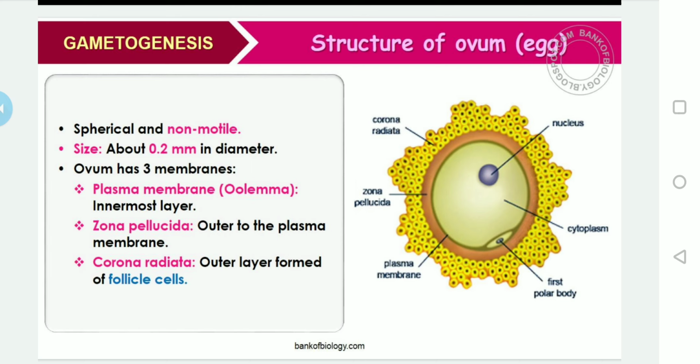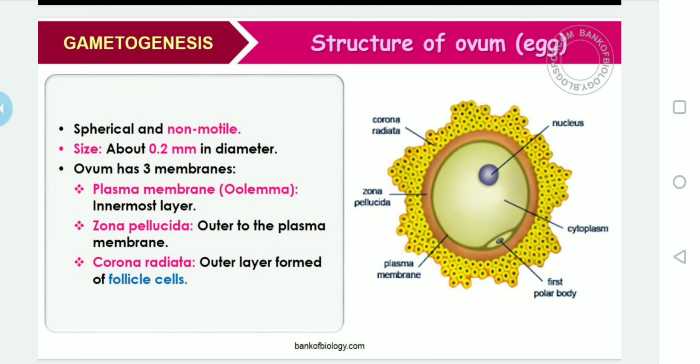Now let us discuss the structure of the ovum or the egg, how it will be. The egg or ovum is spherical and non-motile. It is a female gamete, isn't it? The size is about 0.2 mm in diameter. The ovum has 3 membranes. The first membrane, the plasma membrane, is also known as oolemma. It is actually the innermost layer. Then the zona pellucida, the outer layer to the plasma membrane. I hope we can identify it.